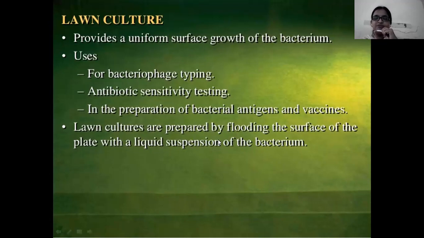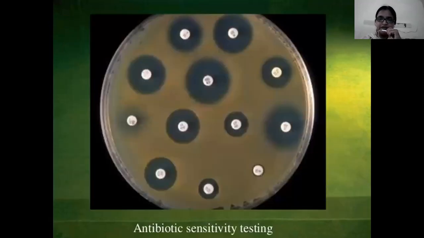And in the preparation of bacterial antigens and vaccines, for vaccine preparation also we need lawn culture. They are prepared by flooding the surface of the plate with a liquid suspension of the bacterium. As we need more number of colonies on the plate, or lawn culture on the plate, we need more inoculum. So usually more amount of inoculum is poured onto the surface of the plate.